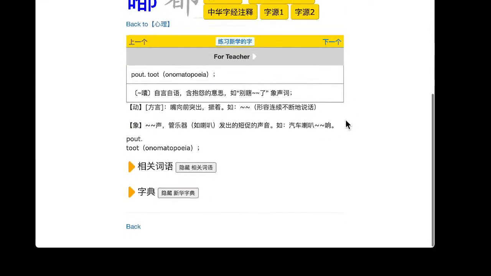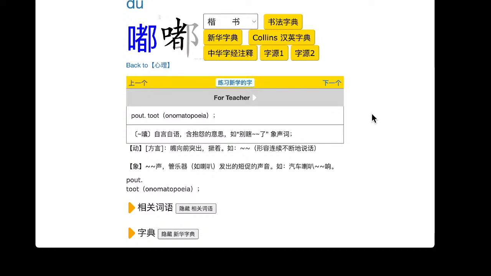Next one, 嘟. 嘟 has two meanings. One is pout. Basically you put both lips together and make them protrude out, bulge out. That's called 嘟嘴. Usually it's to express a feeling of unhappiness, resentment or complaint. The second meaning is toot. This is onomatopoeia, representing a sound like 汽车喇叭嘟嘟响, the car's horn blasting, 嘟嘟嘟. So that's just representing the sound called 嘟.